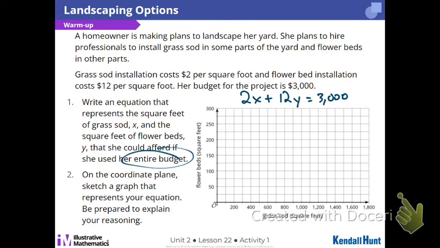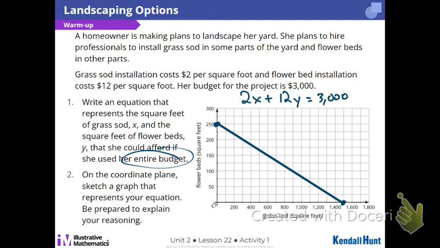If we go all sod, how much sod are we getting? 1,500. That's right there, the x-intercept. All sod, you guys know how I say all x, all y a lot? Okay, all x is 1,500. If I go all flower beds, 250. Okay. And then I'm going to do my best to draw the straightest line possible. Nailed it. Okay.